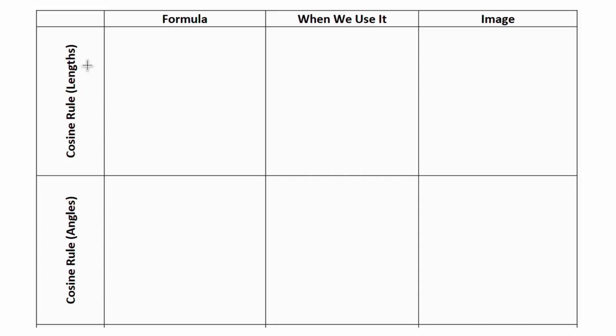So first of all, the cosine rule for lengths is a squared equals b squared plus c squared minus 2bc cos A. Now when we use this is when we're finding a length, we know the other two lengths and the angle that is opposite the length we're trying to find. What this means in practicality is we have two sides and the included angle.